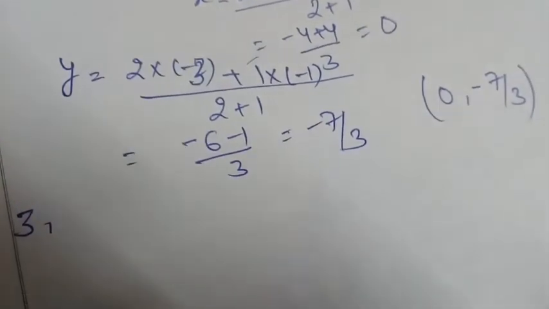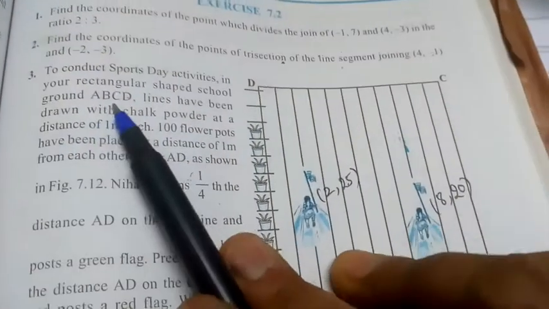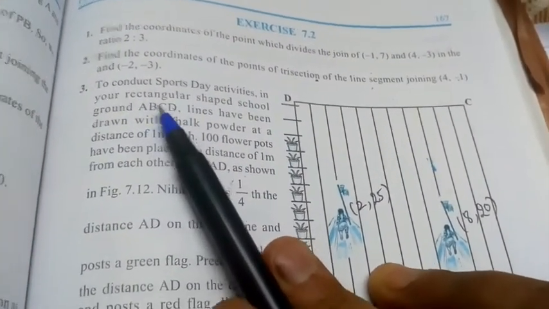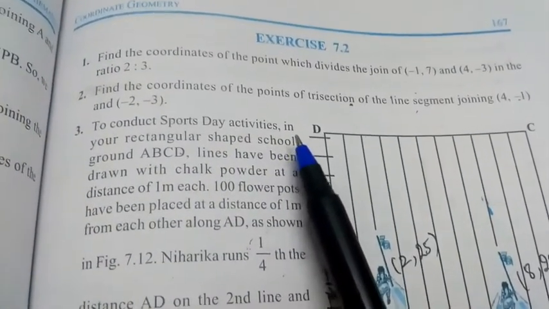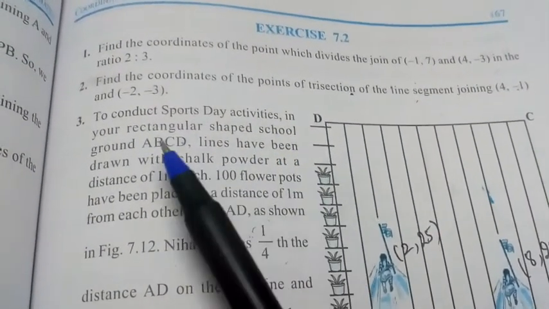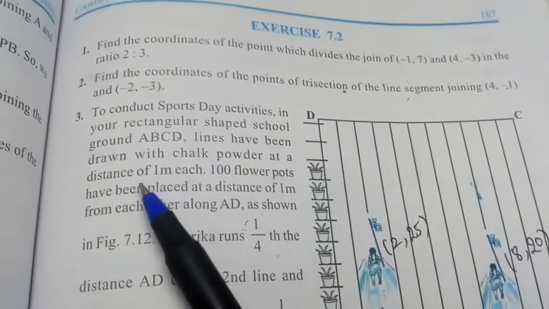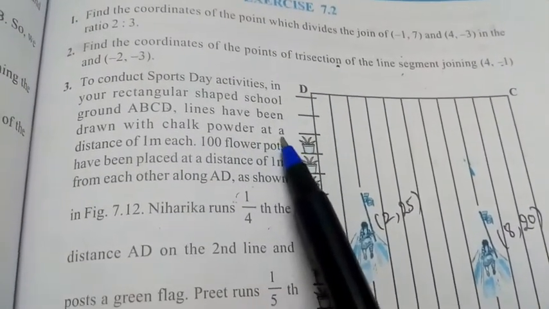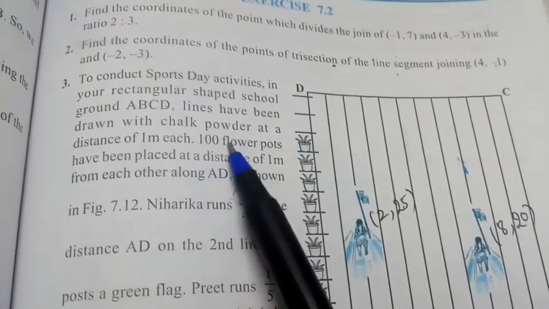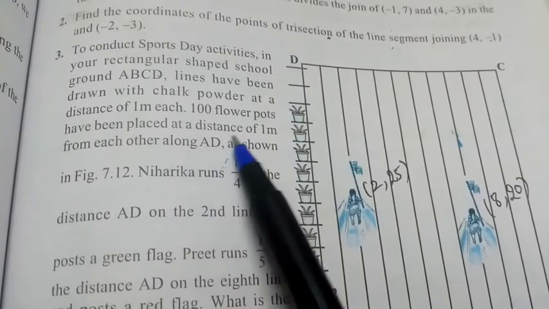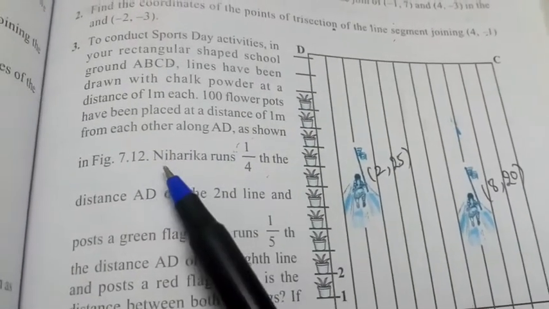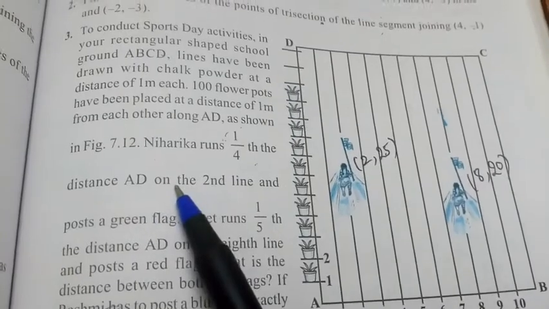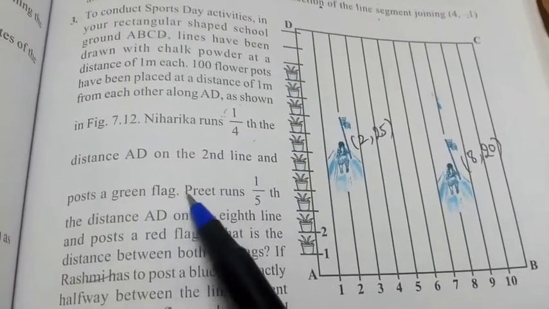Next, question number 3. To conduct sports day activities in your rectangular shaped school ground ABCD, lines have been drawn with chalk powder at a distance of 1 meter and 100 flower pots have been placed at a distance of 1 meter from each other. Niharika runs 1/4 of the distance AD on the second lane and posts a green flag. Preeti runs 1/3 of the distance AD on the 8th lane and posts the red flag. What is the distance between both the flags?